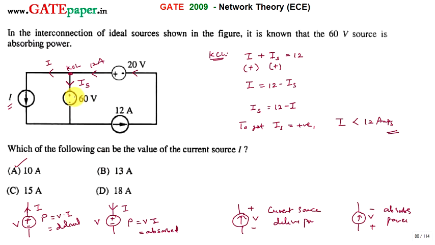Minus 1 means it is delivering the power, because the current direction will be taken opposite with 1 ampere. So then the 60 volts source delivers power; it won't absorb. Only in the first case does it absorb the power. So the right answer for this question is A itself, with an I value of 10 amperes.